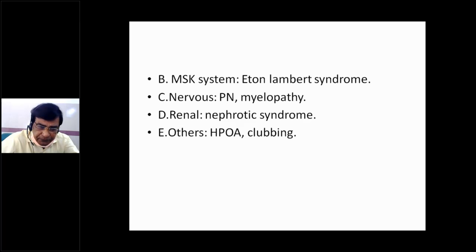Regarding the nervous feature, peripheral neuropathy, myelopathy, and renal feature, nephrotic syndrome, and others are hypertrophic pulmonary osteoarthropathy. Hypertrophic pulmonary osteoarthropathy is a bony change, usually occurring in the distal end of the radius and ulna, and it becomes very tender, and it is associated with clubbing, and it occurs in bronchogenic carcinoma.